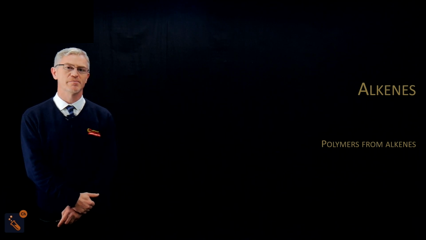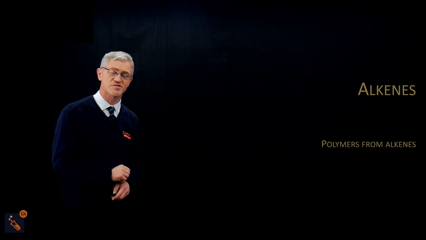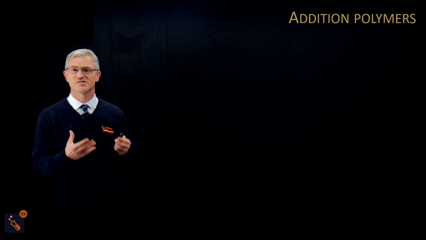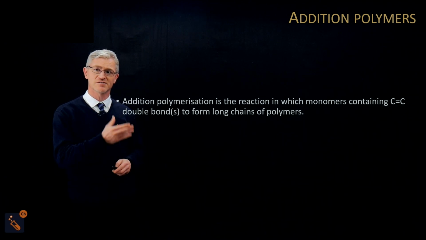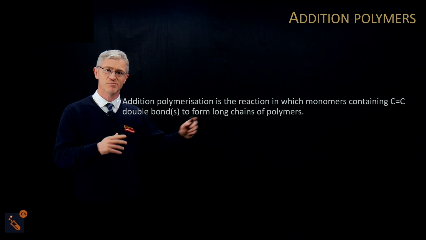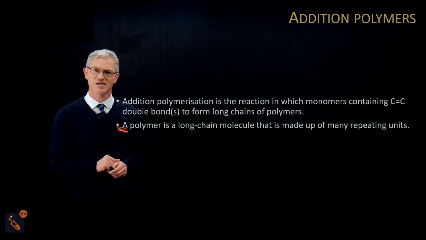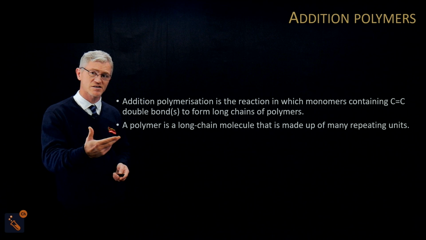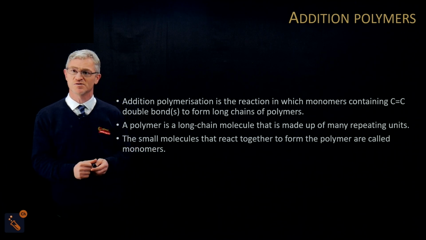In this video, we're going to talk about polymers from alkenes, specifically addition polymers, and we'll go through different options of how you make them and the repeating units. So addition polymers are just polymers, which is a long chain, made from monomers, and those monomers are called alkenes. In addition polymerization, the monomers contain that C double bond C to form those long chains. Those long chains are made of repeating units, and we'll teach you how to recognize those repeating units. And the small molecules that react together are called monomers.